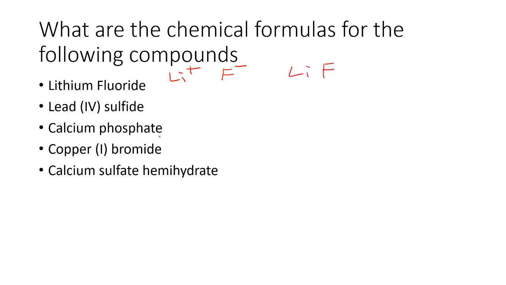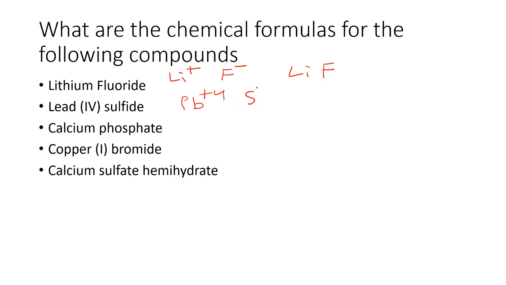Because the pluses and minuses are already balanced, exactly 1 electron is going to be taken from the lithium, and each time exactly 1 fluorine will be enough to pick up that 1 electron. So let's look at the second example. Here we have lead 4 sulfide. So we have Pb, and since they write that IV, we know it has to be +4.